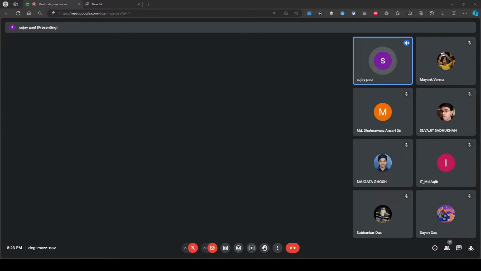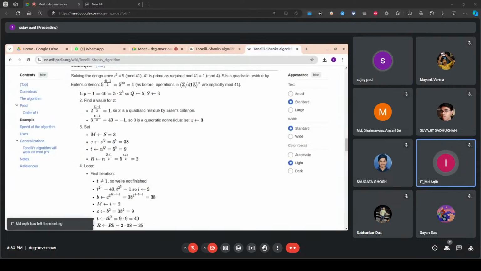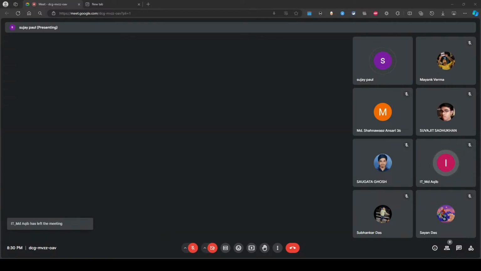Next, z equals 3: 3 to the power (41 minus 1)/2, which is 40, mod 41. I will get minus 1. If I get minus 1, that means it is a quadratic non-residue. Okay. Is it okay now? Yes, sir. Yes, sir. Okay. So up to step 2, it is clear.